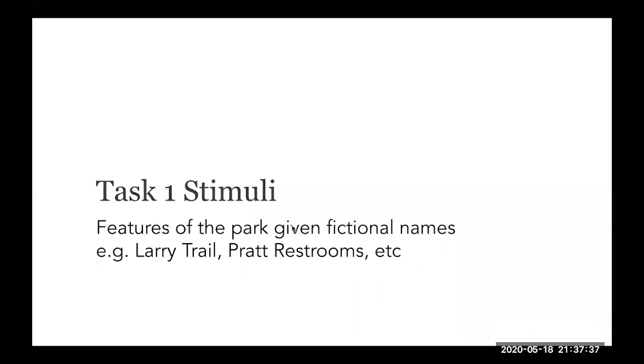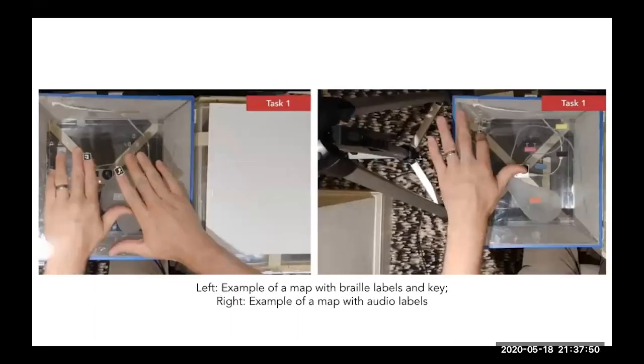Since in my task 1, I was interested in exploration in the presence of labels, I had to modify the stimuli. So I gave the features of the park fictional names like Larry Trail, Pratt Restrooms, etc. On maps with braille labels, I followed the tactile map convention. The fictional name was abbreviated.